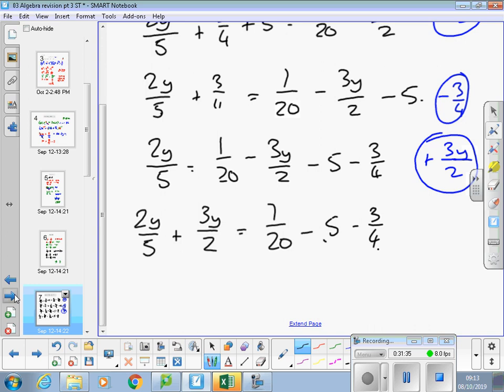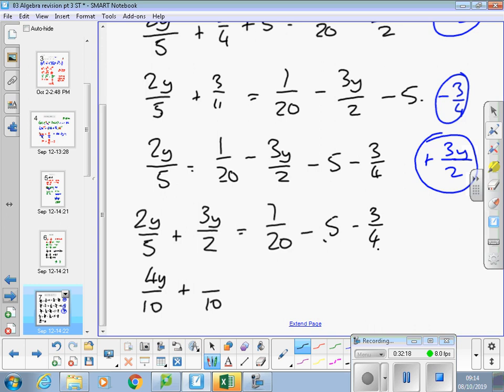What can I do to that left-hand side now? You could go with the common denominator route. Is there something else you could do? Probably the best, actually. What's the common denominator? 2 and 5: 10. So if we want to write both these fractions over 10, what have I had to do to this 5 to make it equal 10? Yeah, so you've got to multiply that by 2.